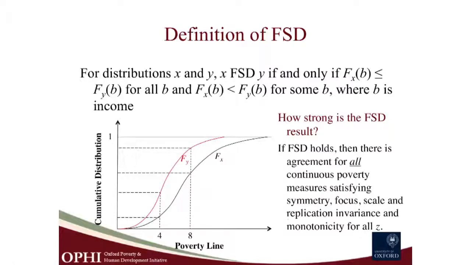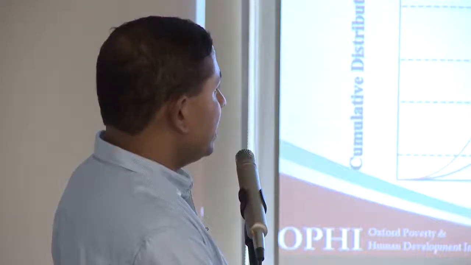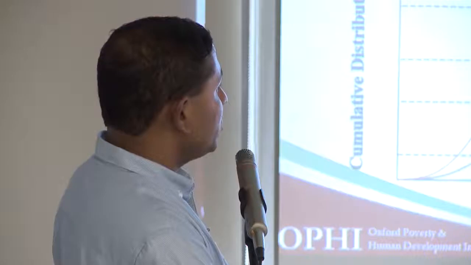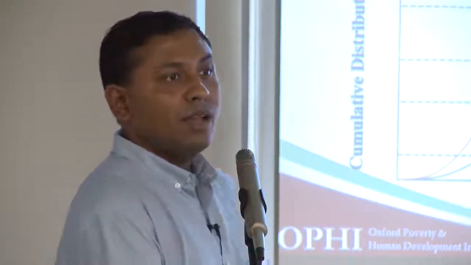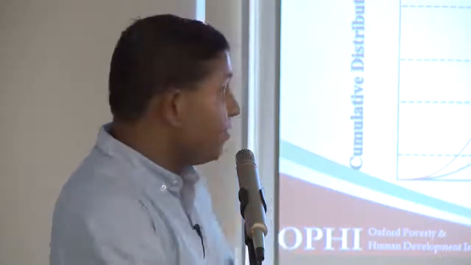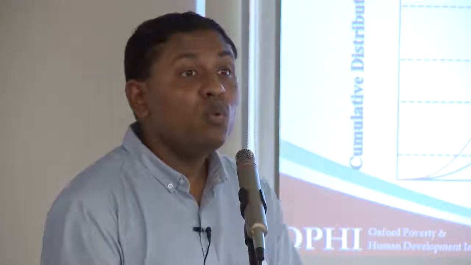How strong is the FSD result? It says if FSD holds, then there is agreement for all continuous poverty measures satisfying symmetry, focus, scale and replication invariance. So most of the measures that have been proposed, if you have such a situation, will all agree for all poverty lines. That is how strong the first order stochastic dominance result is.